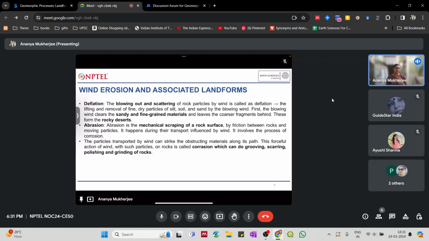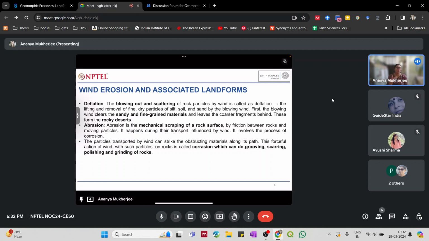Now, a few of the erosive processes that the wind carries out can be called deflation and abrasion. These are the two most important erosive processes with respect to wind erosion. So in deflation, what happens is there are fragments of rocks that are present, and also there are fine sediments like silt, sand, dried soil, and clay.